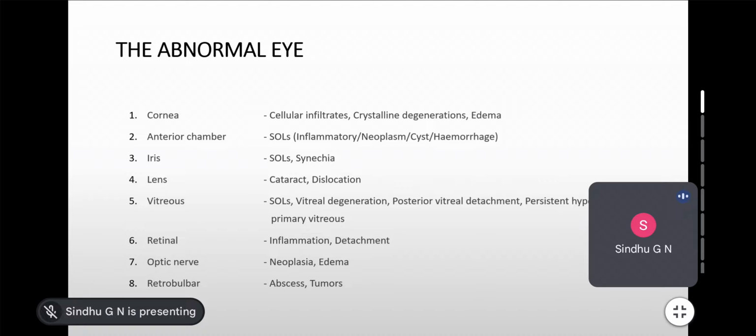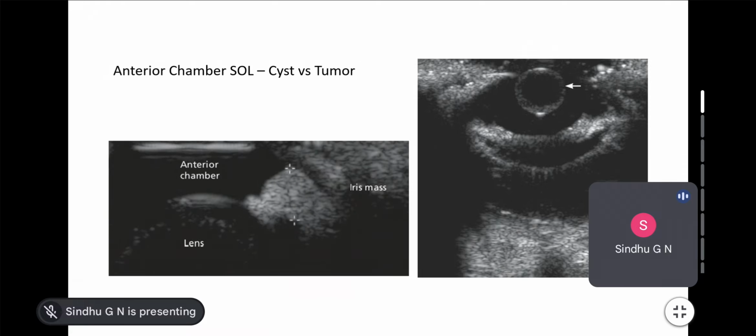So, anterior chamber space occupying lesion. There is a lesion in the anterior chamber. We don't know whether it is a tumor or a cyst. If you go for ultrasonography, a tumor will look like a solid, uniform echogenic structure. A cyst will look like an anechoic center with hyperechoic margins. So that's how we can differentiate a tumor and a cyst. Iris cysts are very common in cats, which is not dangerous also.